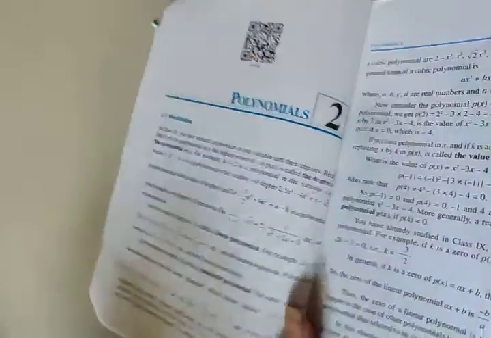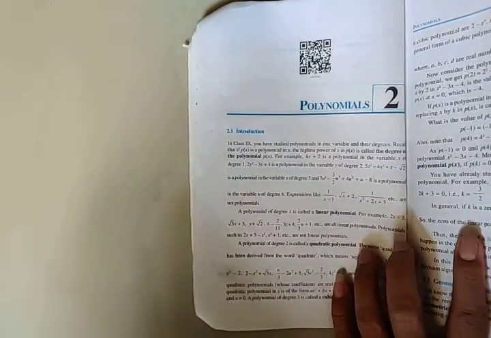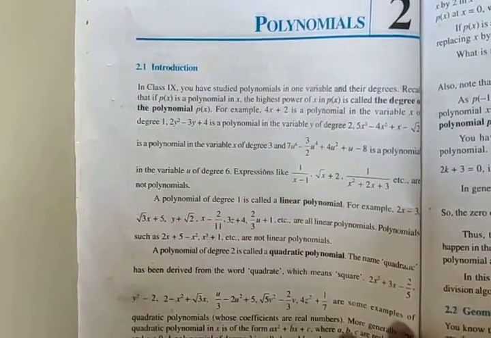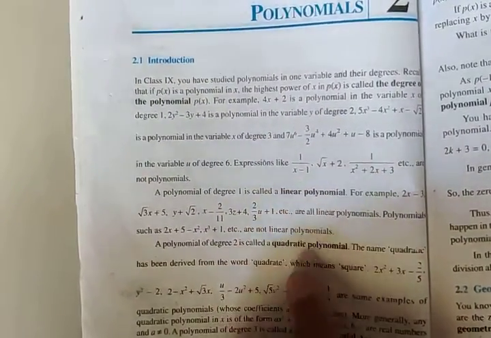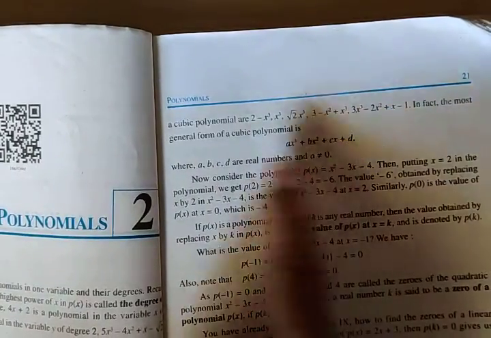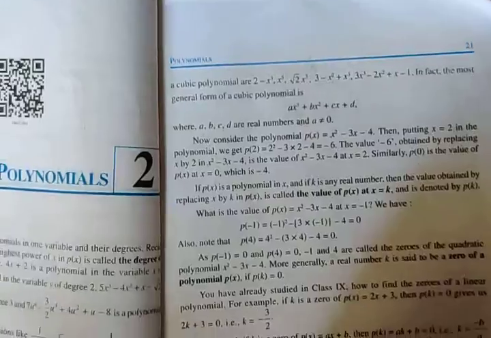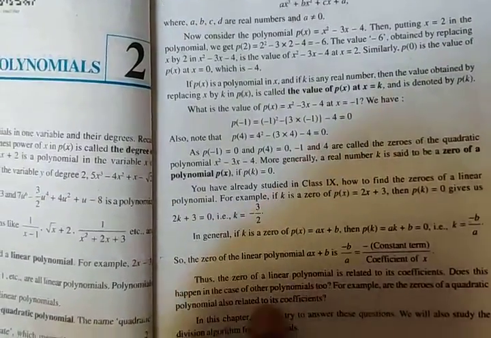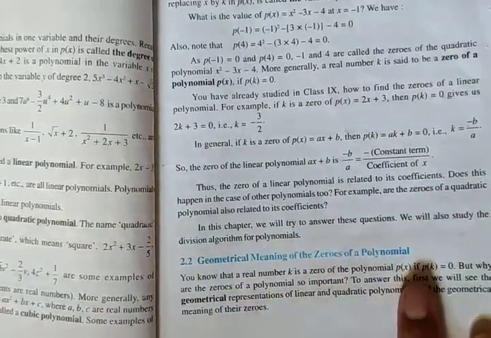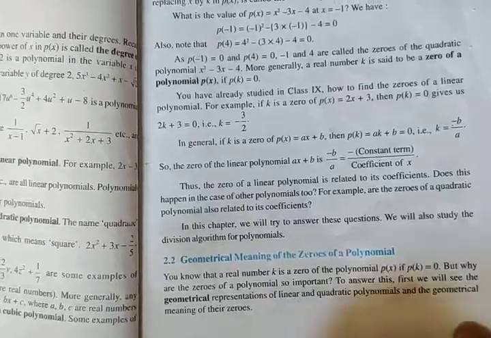Now we are going to start with chapter number 2, that is polynomials. As you have learned in standard 9th, this is a further version of the same. We have to see about a linear polynomial, then a quadratic polynomial and a cubic polynomial, that we already learned in standard 9th. Based on that, how to find the direct answers and some geometrical meaning of the zeros of the polynomial, that we are going to learn in this particular part.